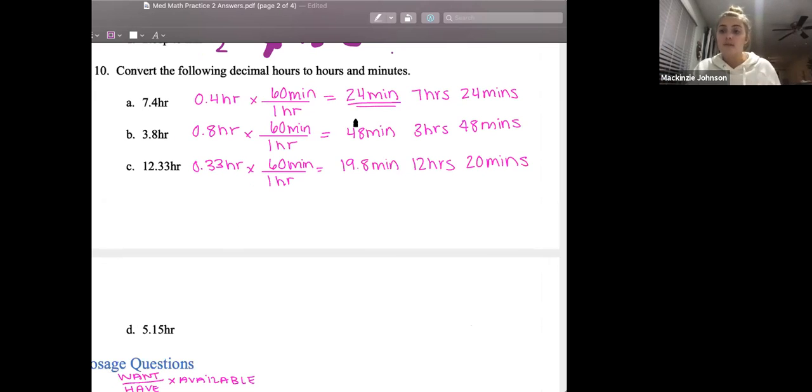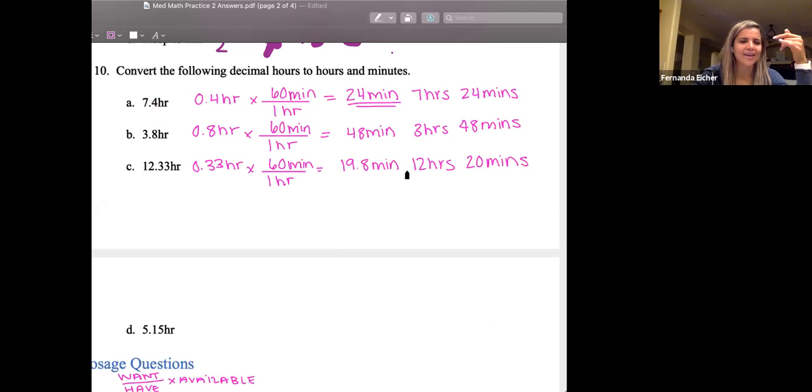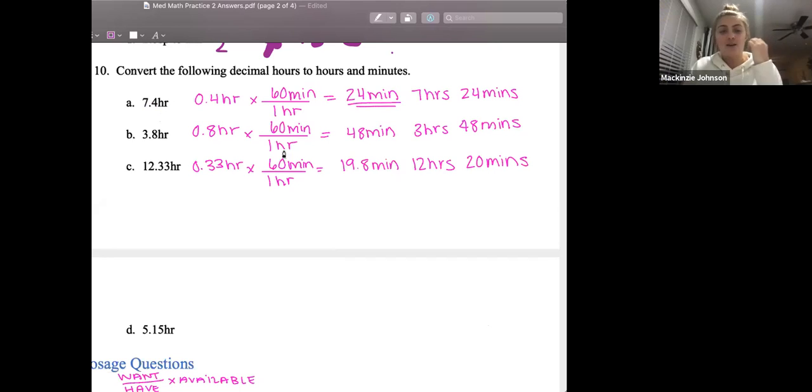24 minutes because ultimately we already know what our hours is, right? So we only really need to find out what 0.4 hours is in minutes. If that makes sense. That's why it starts with 0.4 hours. Because we just want to find out that. Yeah, exactly. So really, ultimately, we're just trying to figure out what 0.4 is in minutes.